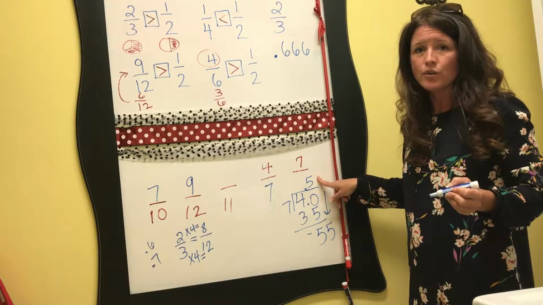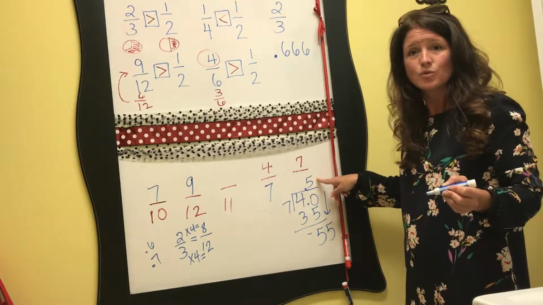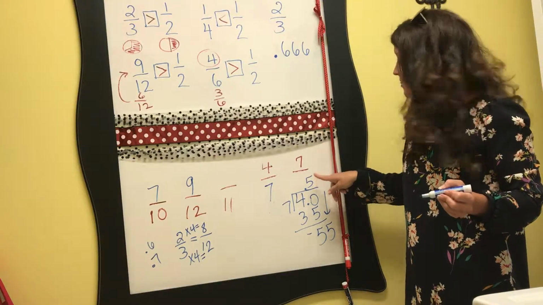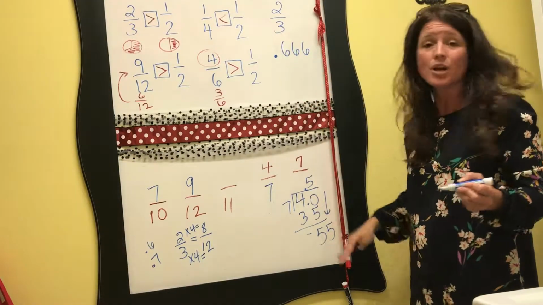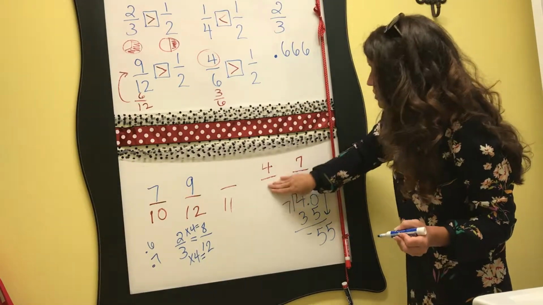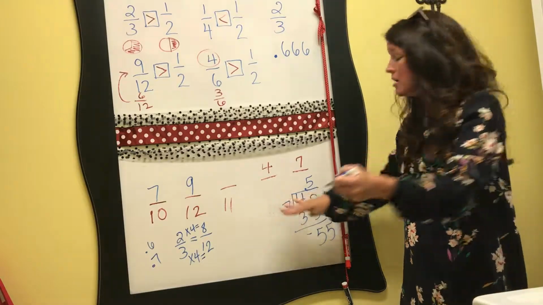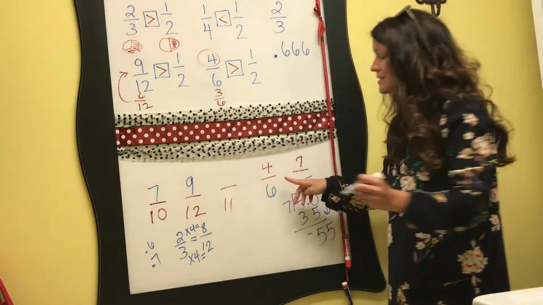Notice we don't need to go any further. We're going to get something that starts with a 0.5, right? That's too small. We have to be bigger than 0.66. So we're going to stop. We're not going to keep going. We're going to change this. Remember, we had to get smaller, so we're going to change it now to a 6.